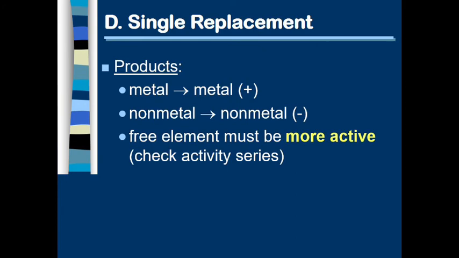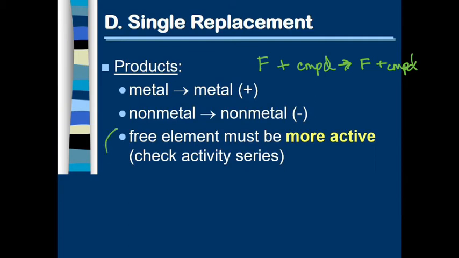Now, with your products, if you're starting off with a free element and a compound, then you will produce a free element and a compound. And for this right here, it doesn't matter which order you write your free element and compound in. They could be flipped, compound plus free element. But that's typically the way this works right here.